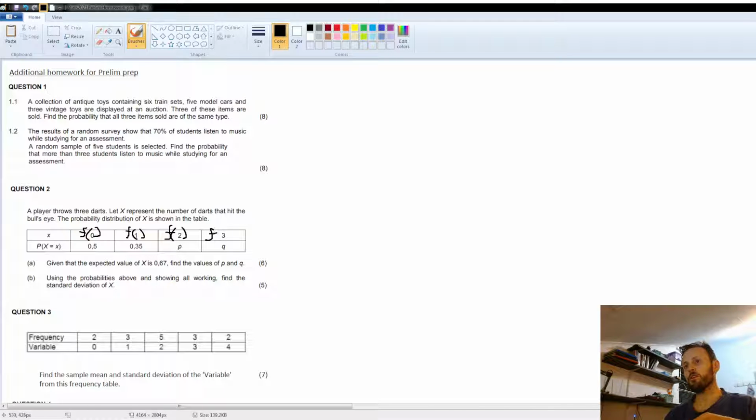F of 3, so f of 0 is 0.5, f of 1 is 0.35, f of 2 is p, f of 3 is q. For every number in the domain, you can put that number into the function and a probability comes out at you. What's that called? When you put in a number in the domain into a function and it spits a probability out at you, that's called a probability function.